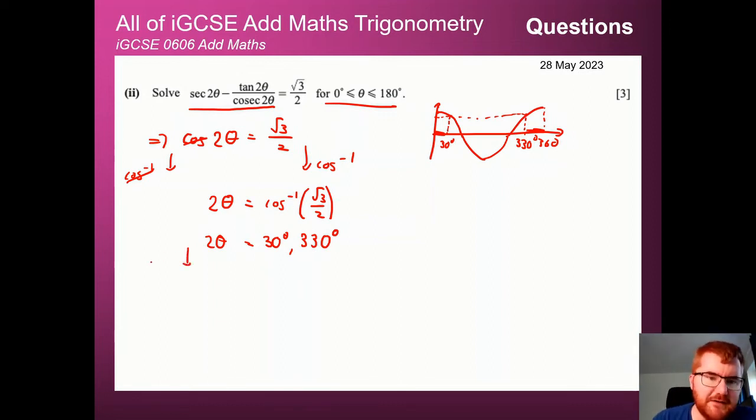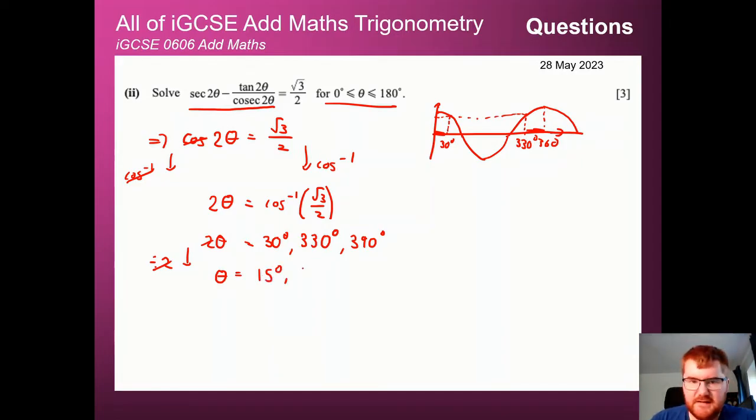So we just divide by 2. You could, if you wanted an extra answer here, and it keeps going down like this, then 390 would be the next solution. If we divide by 2 here, this cancels, giving us theta is equal to 15 degrees. 330 divided by 2 is 165 degrees. Dividing 390 by 2 gives 195 degrees, and that's beyond our domain. It's beyond 180. So we just have two solutions here. Theta is 15 degrees and 165 degrees.